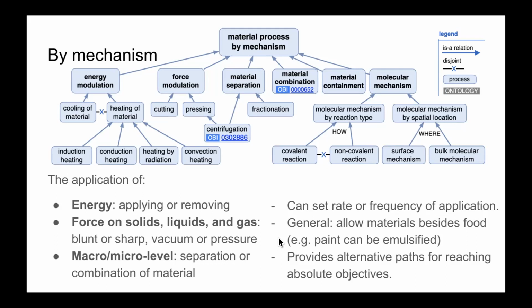And the motivation for making this distinction between objective and mechanism arises here because we want to perceive that there are different paths, mechanistic paths for achieving some set of objectives. The other thing that's going on here is a lot of this stuff is being defined above the level of food. So we're actually aiming for a general process, material process upper level.